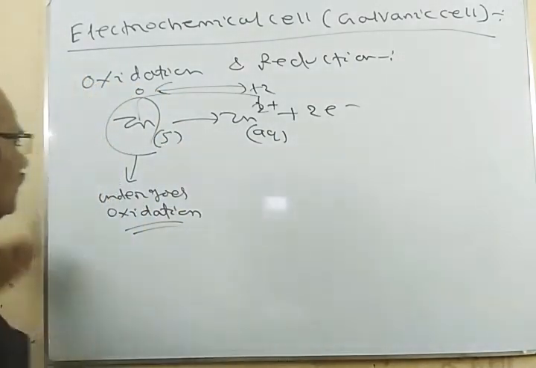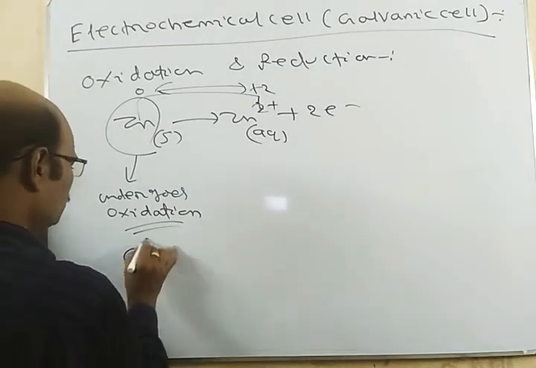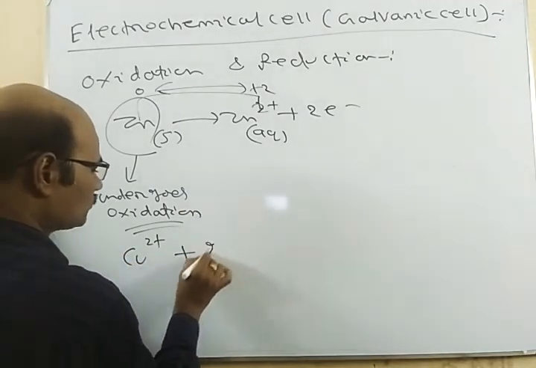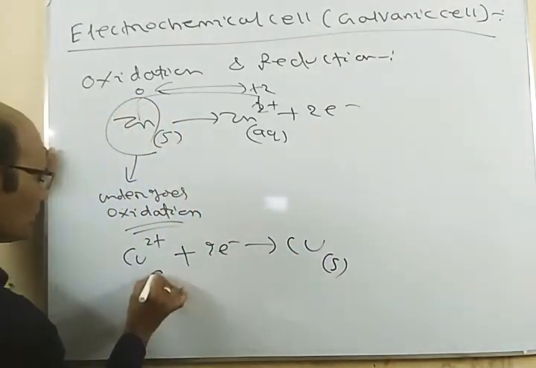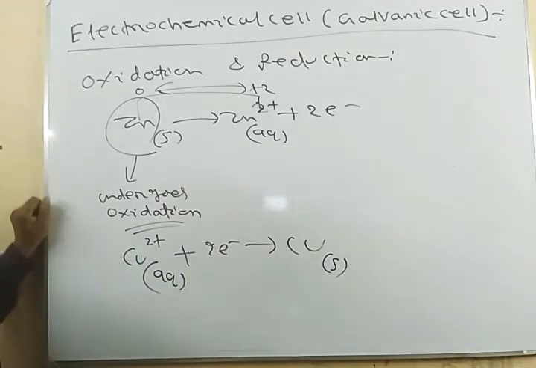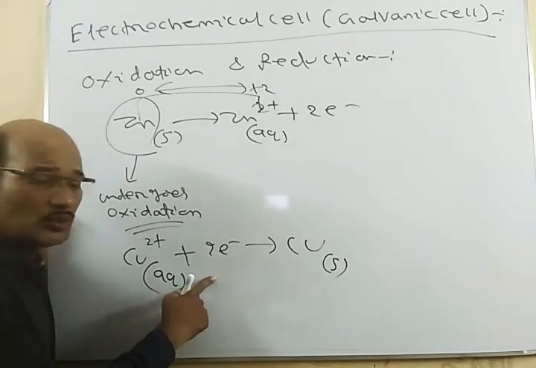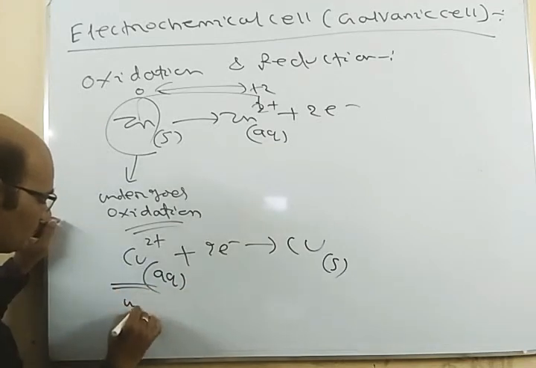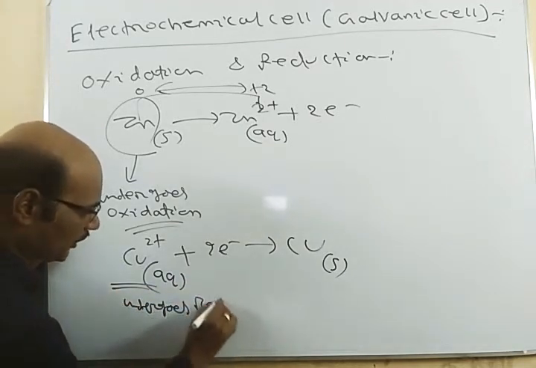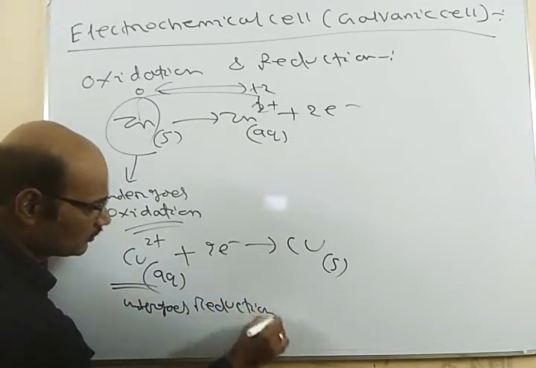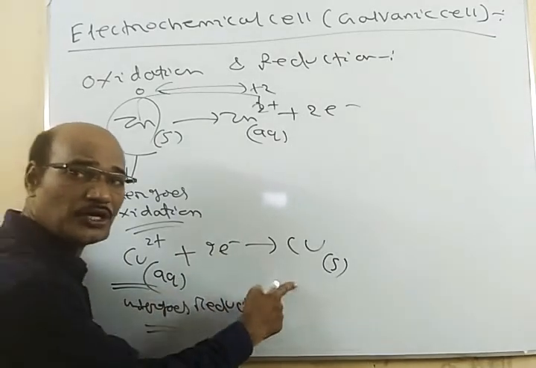Suppose I have Cu2+ plus 2 electrons giving Cu solid. So when this is receiving electrons, it undergoes what? It undergoes reduction. Gain of electron is reduction.